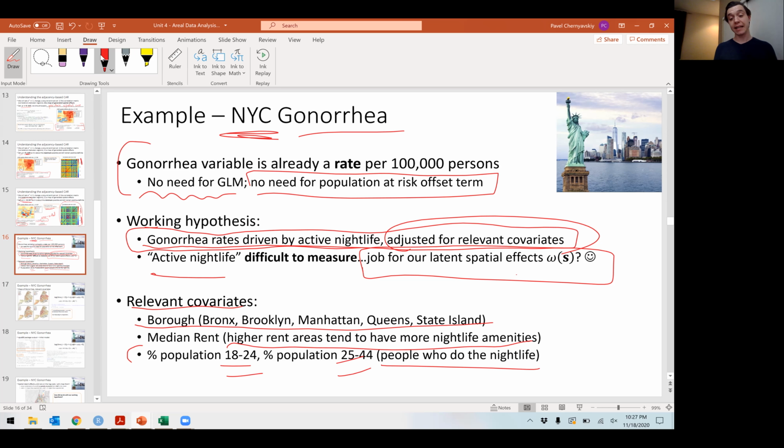Now, all jokes aside, not only are 18 to 44-year-olds probably more likely to be active in the nightlife, if you look up gonorrhea statistics, these are also the age groups that are high for gonorrhea. Now, that's the definition of a correlation and not a causation, but it makes a ton of sense for me to include the percentage of the population 18 to 24, your college-aged population. And then the next one, let's call them young adults.